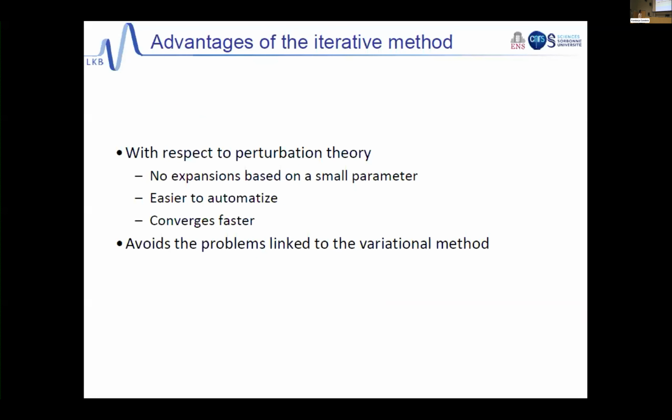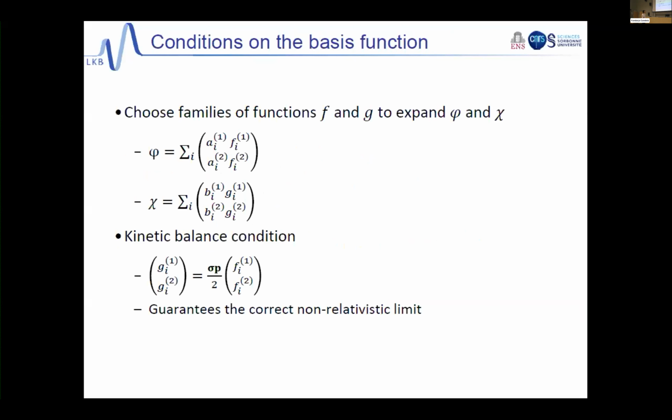So some advantages of this iterative method. With respect to perturbation theory, the perturbative solution for the Dirac equation, there are no expansions based on a small parameter. It's much easier to automatize, and it should also converge faster. And also regarding the variational method, it avoids the problems linked to the variational method, namely the variational collapse.